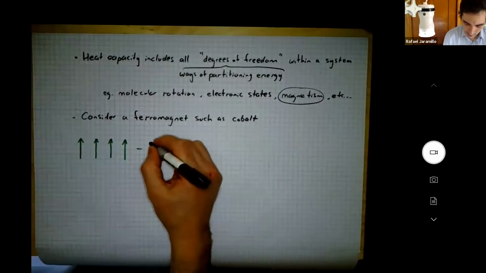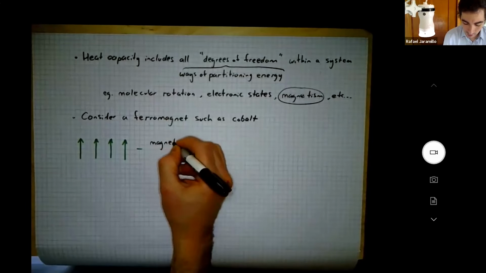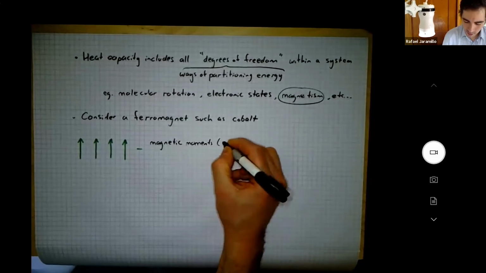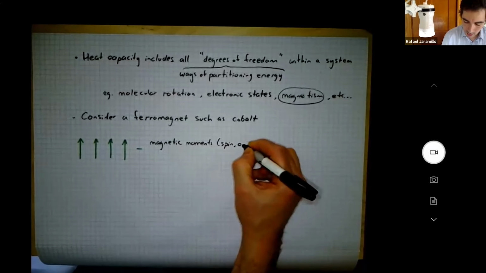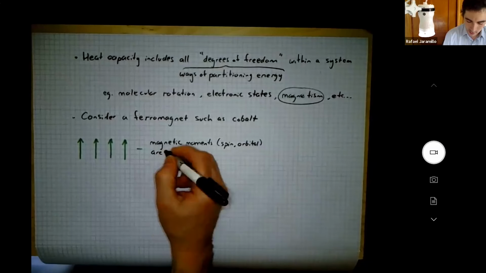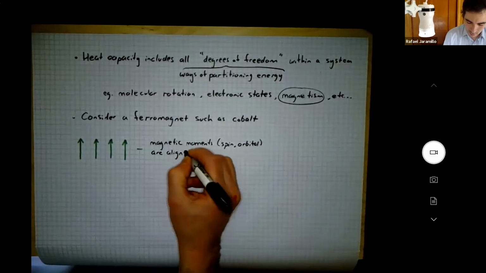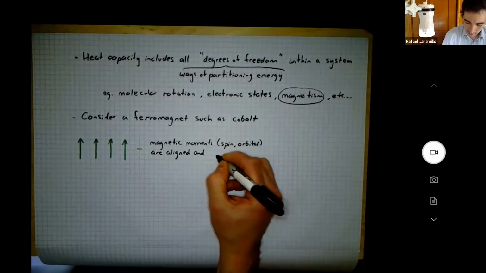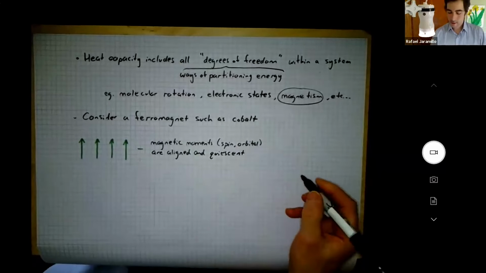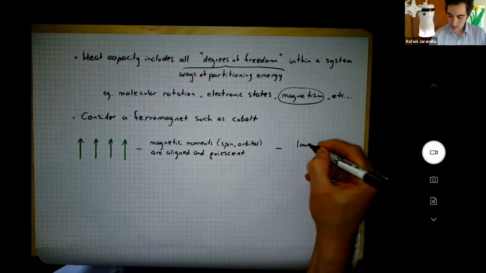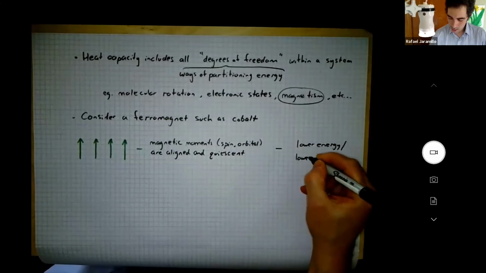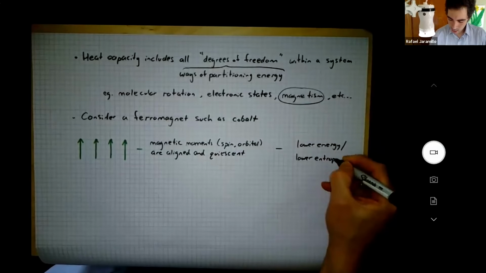Scenario one, the magnetic moments. That's what I'm drawing here, magnetic moments. And those can be spin and orbital, are aligned and quiescent. Right? This is a lower energy, lower entropy state.